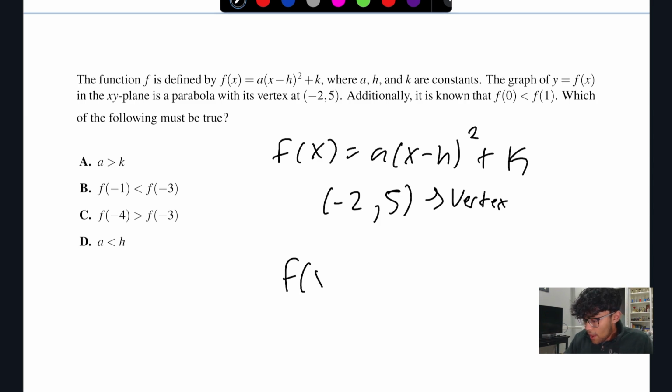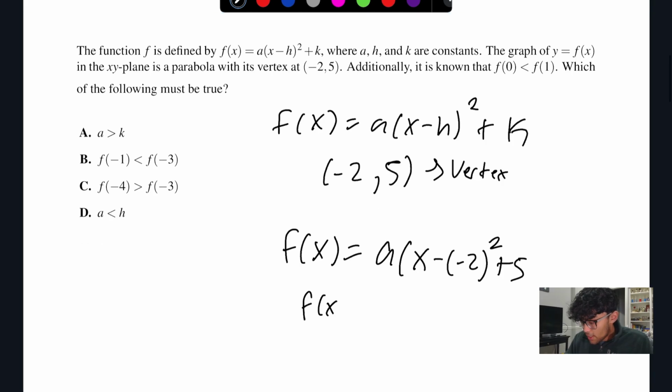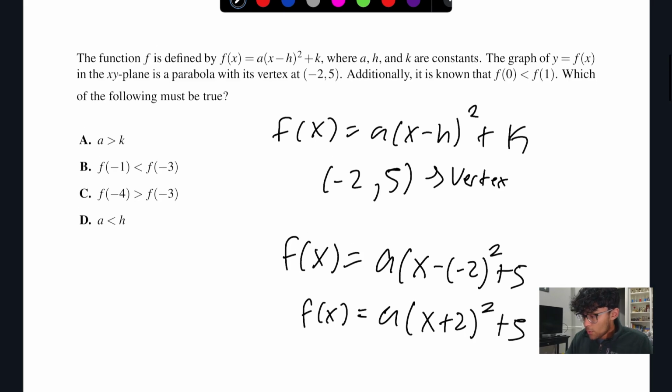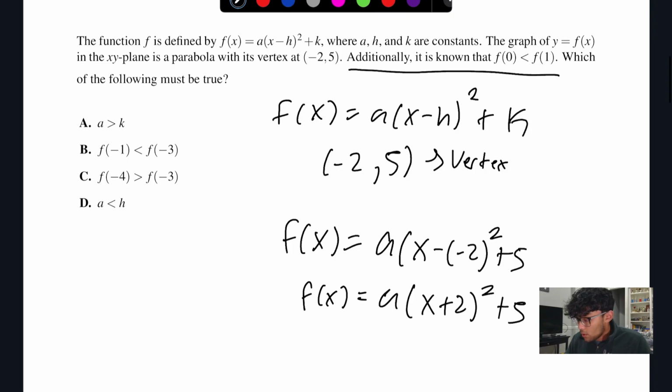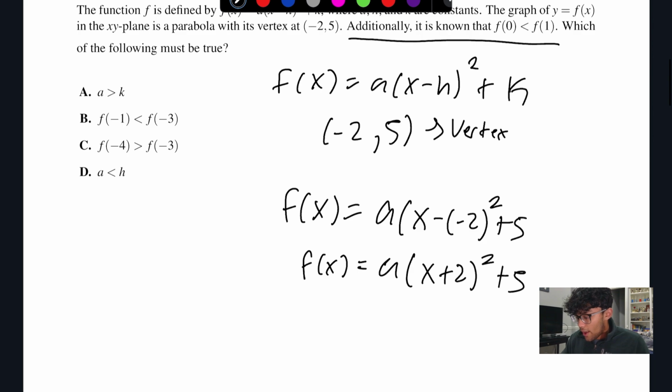So let's plug in. f of x equals a(x minus 2) squared plus 5. And just simplifying, f of x equals, well, x minus 2 is going to be plus 2. So a(x plus 2) squared plus 5. And we also know that f of 0 is less than f of 1. So this is the only other piece of information that we have about this question. So f of 0 is less than f of 1.